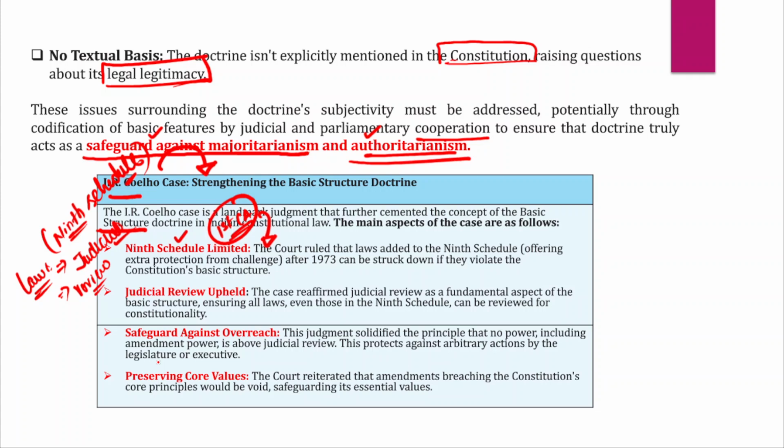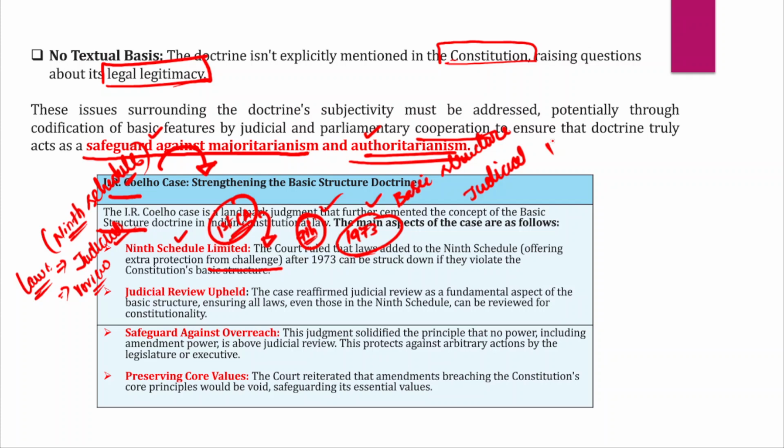And in the ninth schedule, the court has ruled that certain laws which are being added to the ninth schedule could offer extra protection from challenge. However, those laws which are added to the ninth schedule after 1973, effectively after the basic structure doctrine of the Kesavananda Bharati judgment, would be subjected to judicial review.